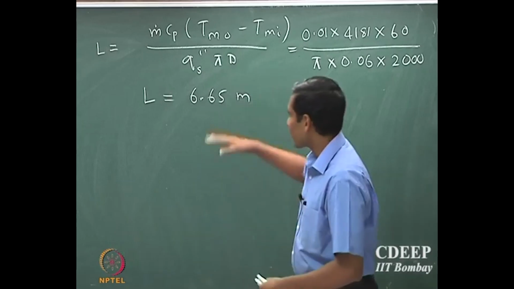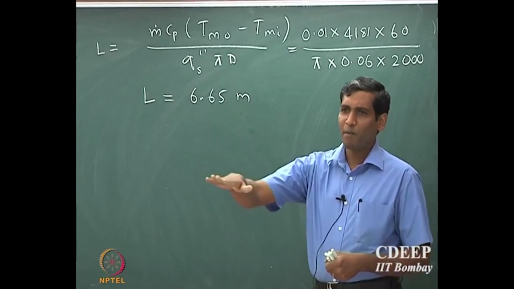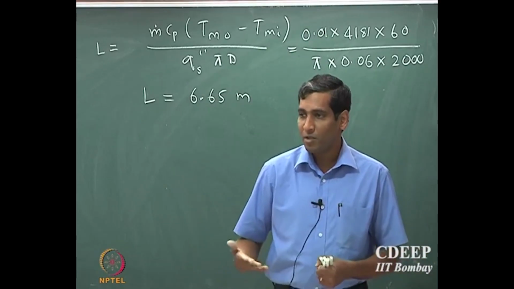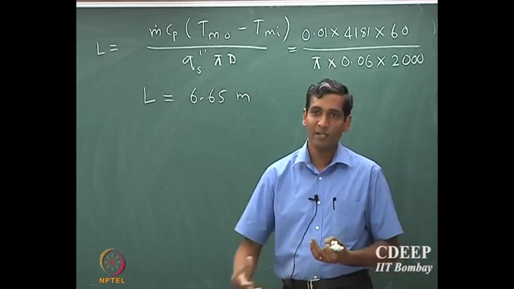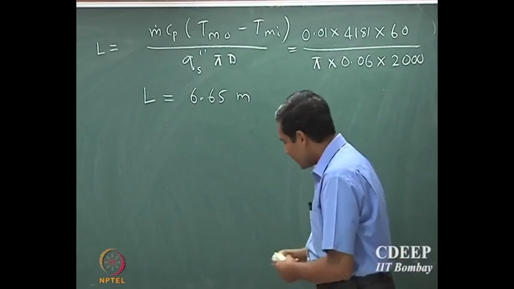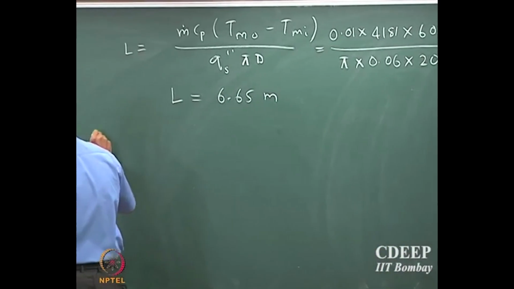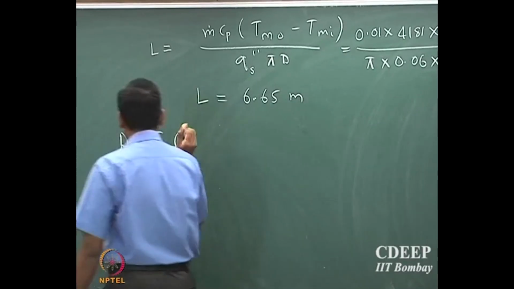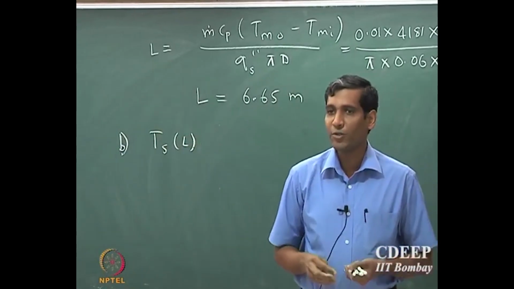So you must have some feel for numbers while you go through some of these problems. And most of the problems in the text are fairly realistic. These are industrially related problems. So it gives you a good feel of the different kinds of numbers that you will encounter when you go to industry in the future. So the second problem is how to find the temperature of the surface at L. How do we do this?